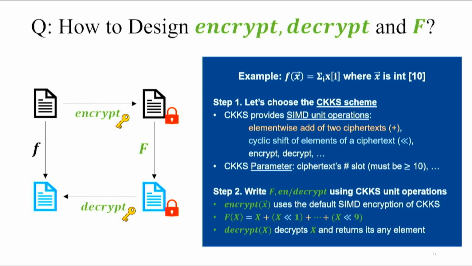Then we write the three functions using these unit operations. First of all, encrypt can be simply implemented using the encrypt unit operation in CKKS. Second, to implement the large F, we can use the addition and cyclic shift of the array by shifting the elements of the array one by one and adding the shifted arrays. And then the decryption is defined as decrypting the added summation of ciphertext and returning any element, because all elements should be homogeneous.